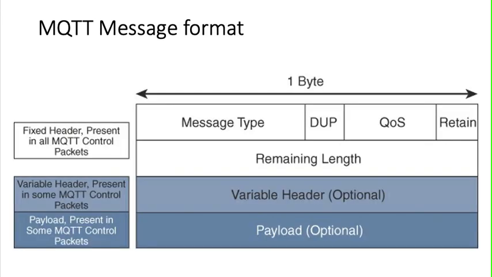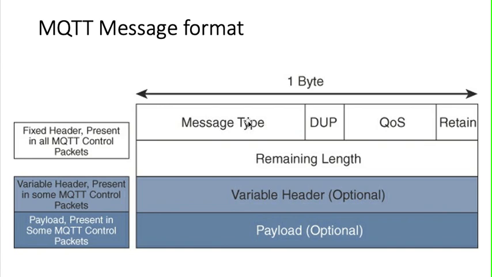MQTT message format. In this we have certain fields like message type, dupe, QoS, retain, remaining length, variable length, payload. The fixed header is present in all MQTT control packets, the variable header is present in some MQTT control packets, and the payload is present in some MQTT control packets. Now let us see one by one. Message type. In MQTT we have 14 different control messages available, about which I will give information in the next slide. Each message type has a unique value that is contained in the message type field.